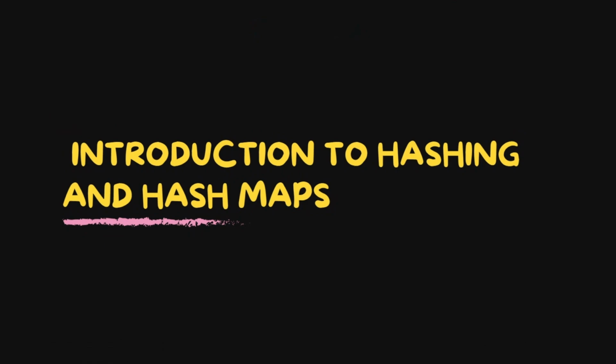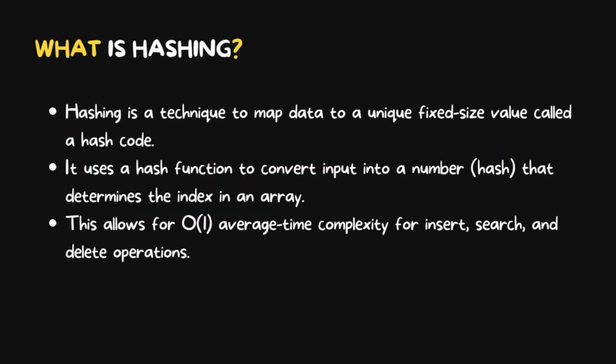We will break down how hashing works, what hash maps are, their advantages, disadvantages, and even real-world applications. Let's get started. Let's start with the basics. Hashing is a technique where data is mapped to a unique fixed size value called a hash code. This is done using a special function called a hash function.